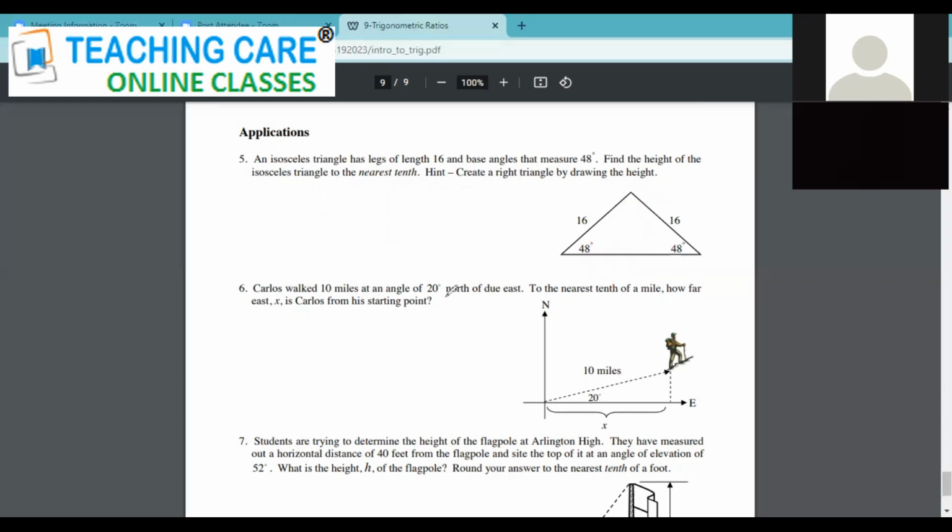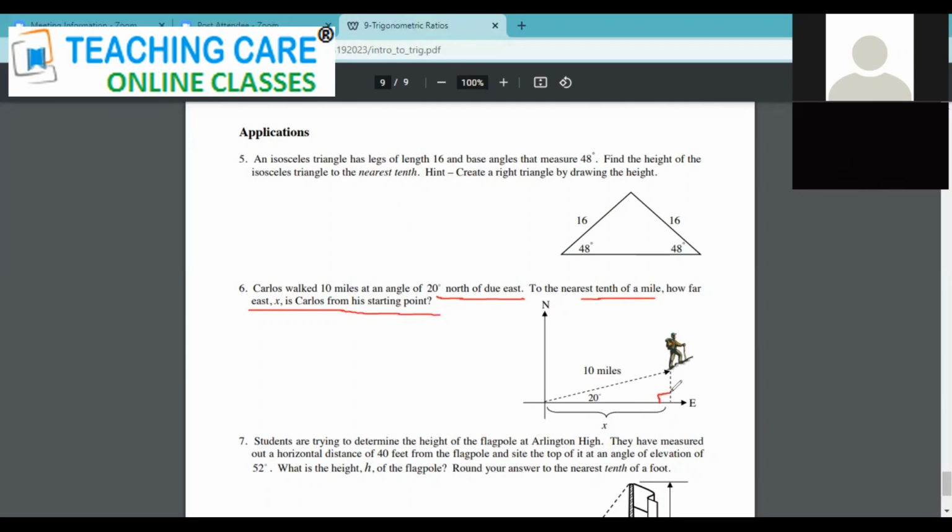Okay. Now take the next problem. Carlos walked 10 miles at an angle of 20 degrees north of due east. To the nearest tenth of a mile, how far east, X, is Carlos from the starting point? So that means, from his 10 miles, he is walking towards east. He is in the north, he is walking towards east. So now this is my base.